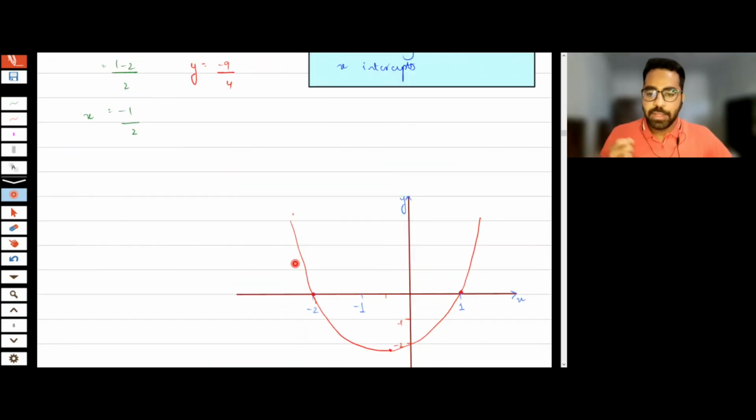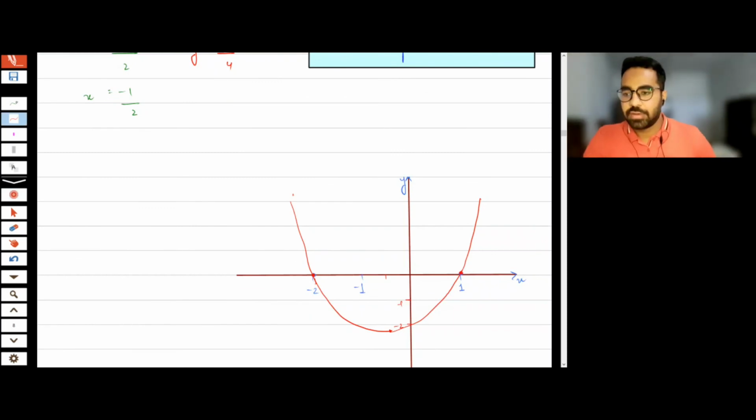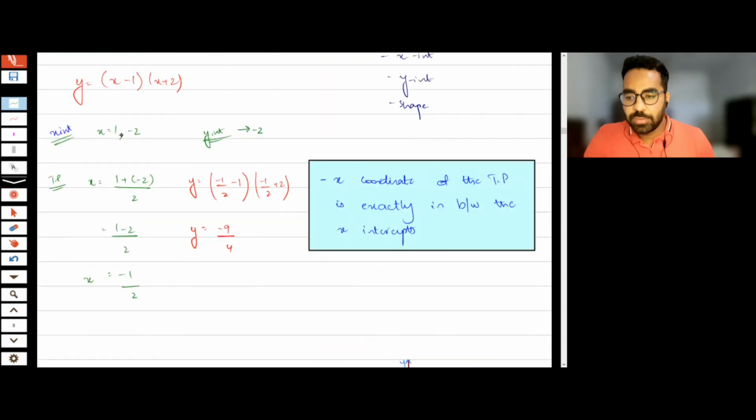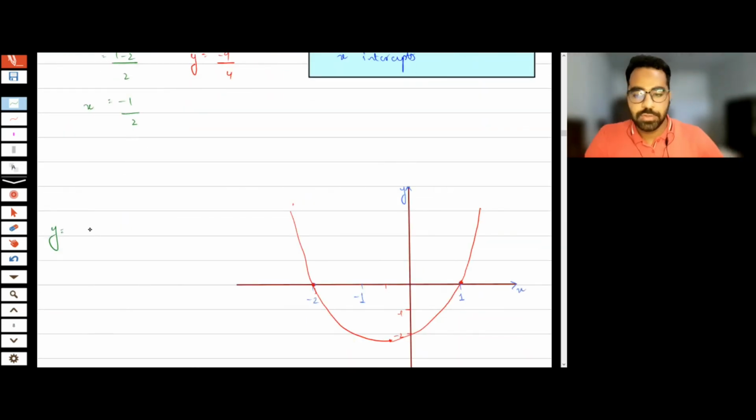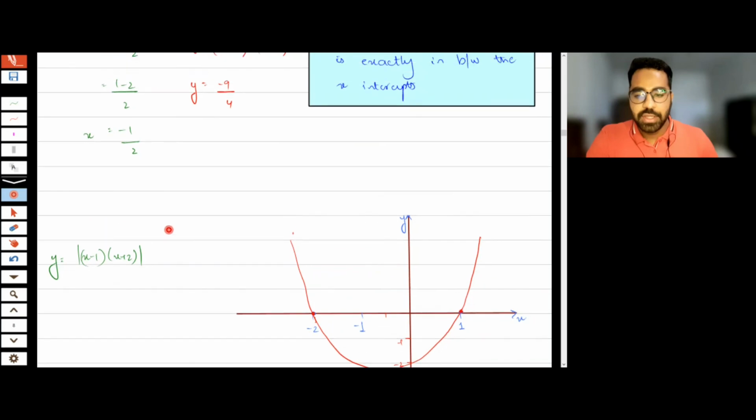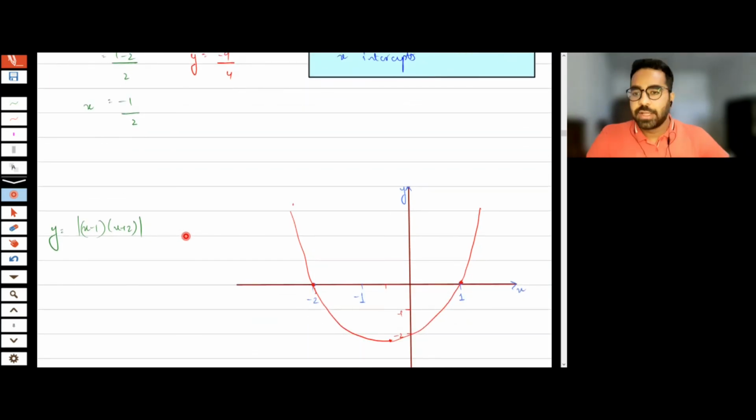Now a question comes up: if you had a modulus function, how would its graph look? For example, mod of x minus 1 times x plus 2. One thing to remember is that this curve cannot have negative values of y because you have a mod. Since you cannot have negative values of y, this portion which is below the x-axis would get reflected above the x-axis. We're going to discuss this in the next video.